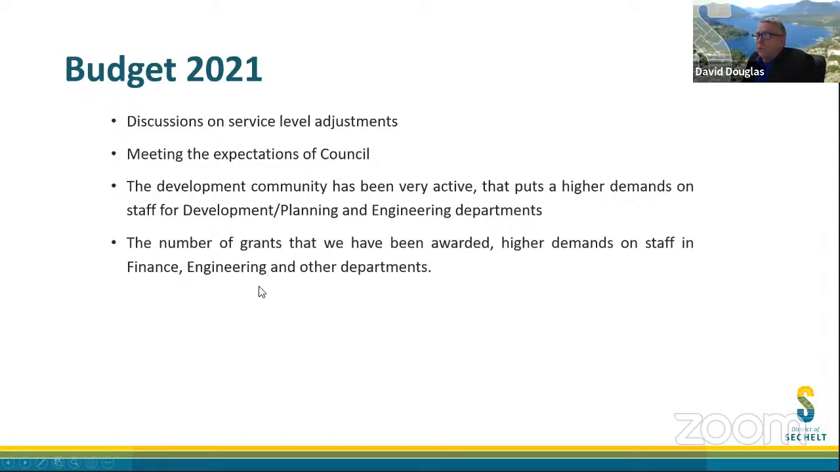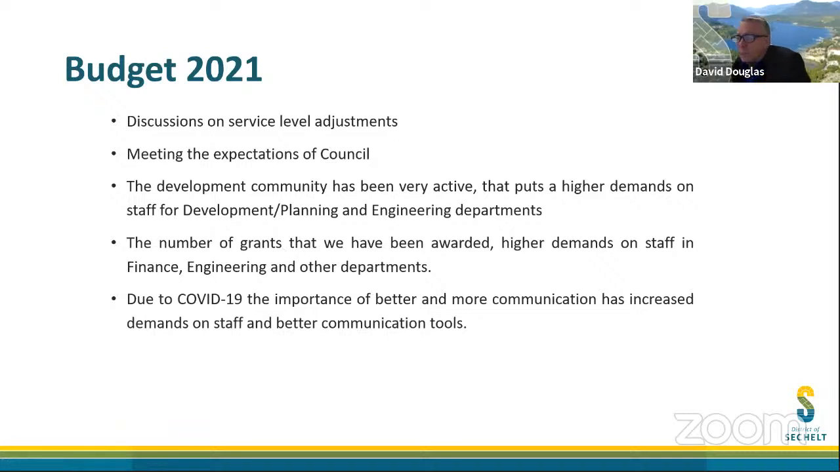The number of grants that we've been awarded is quite substantial. We're talking about $17 million worth of project work that are tied to grants. And so once again, this puts a higher demand on engineering and finance staff and other departments, frankly, whether we're communicating out a project starting or the award of a grant, or recording and reporting back to the province on the spending of those grants. It's extra work for quite a few areas of the hall.